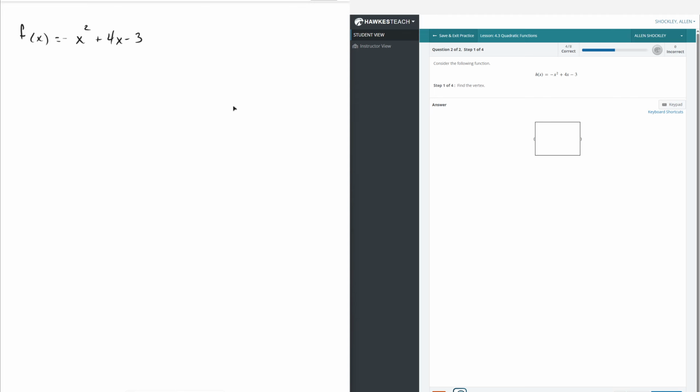In order to find the vertex, we're going to use x equals negative b over 2a. And in order to use this, I need to know what a and b are, technically c too. a is going to be this thing right here, so negative 1. b is going to be the number in front of my x, so a positive 4. And if I really wanted to, I could say c equals negative 3, though I don't need it for this formula.